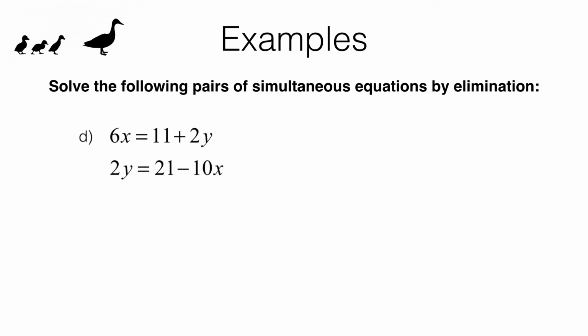So to start with, for this first equation, I'm going to subtract 2y from the left and the right hand side of the equation. That's going to give me 6x minus 2y on the left, and it's going to give me just 11 on the right. Now, on this second equation, if I add 10x to both sides, I'm going to get 10x plus 2y on the left, and that equals 21 on the right. Now, see if you can solve this pair of simultaneous equations for yourself.